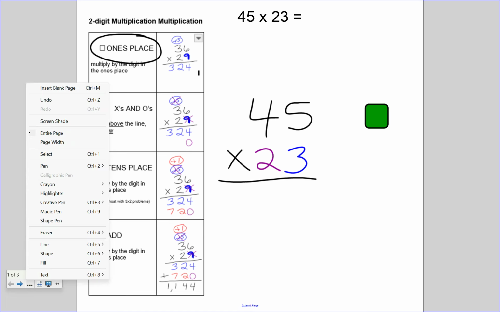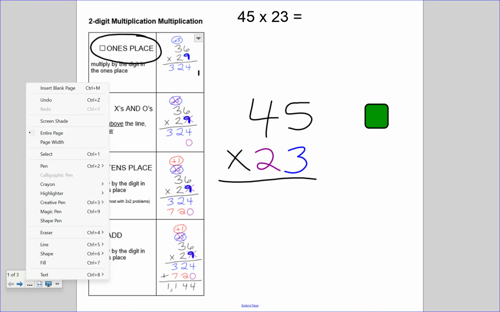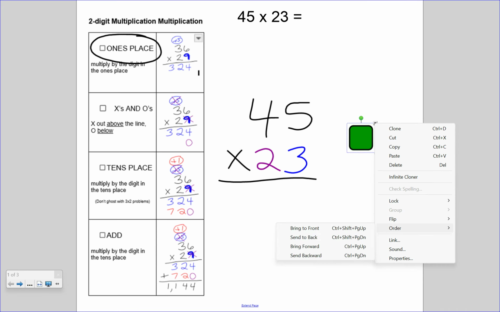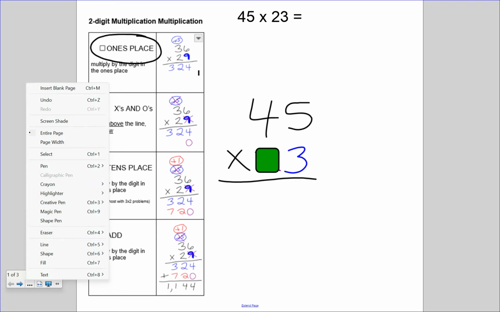And so I am going to grab blue because I'm going to use blue for step 1. I am going to do 45 times 3, which means I am going to completely ignore the 2. So what I'm going to do there is cover that up. There we go. I'm going to cover up the 2. I'm going to pretend it doesn't even exist. That way we can focus our attention on the 3.